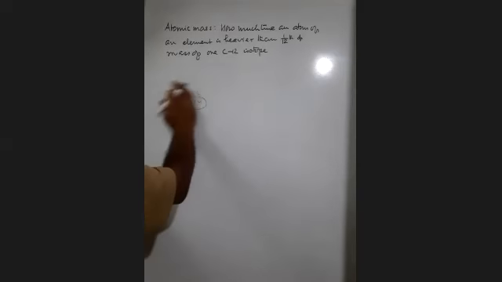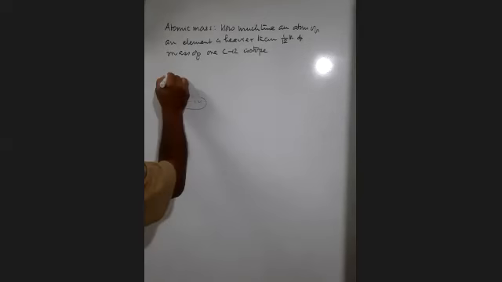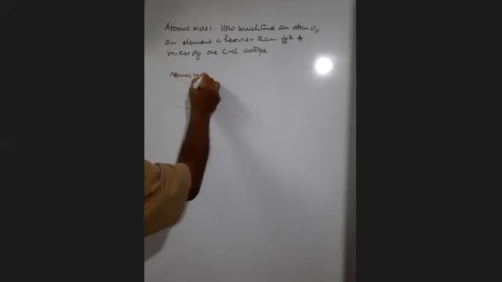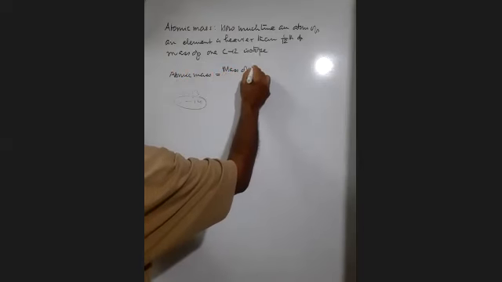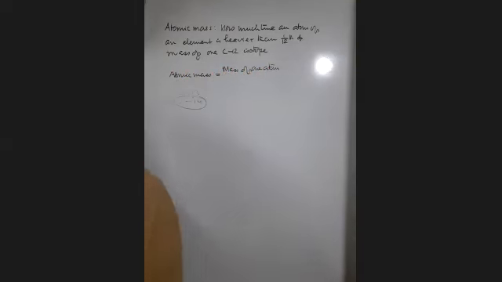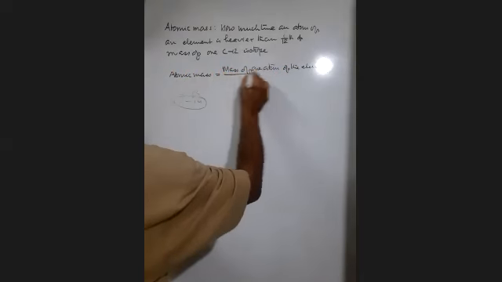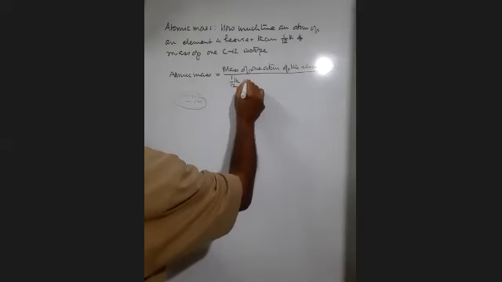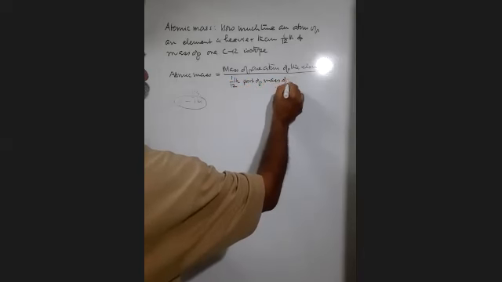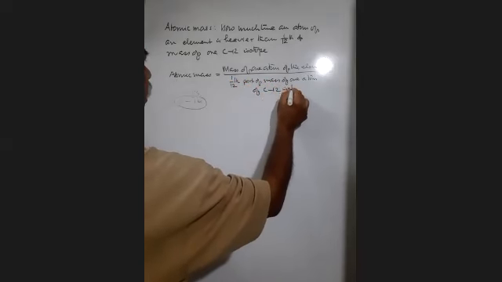Okay. So we can write now here: mass of one atom of the element divided by 1/12 part of the mass of one atom of carbon 12 isotope.